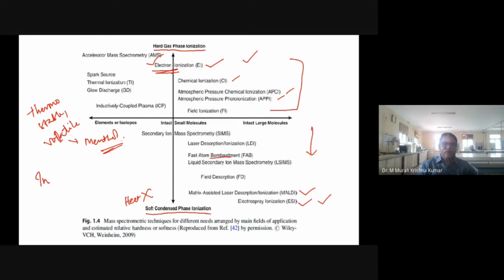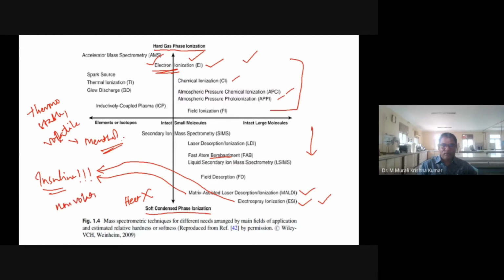Let's say you have to identify insulin. Which technique will we use? Can we use EI? That will degrade this macromolecule and we cannot recognize the degradation pattern. So that's the reason why we will go to ESI to identify insulin. Or MALDI can also be used for detection of macromolecules which are thermolabile and non-volatile.